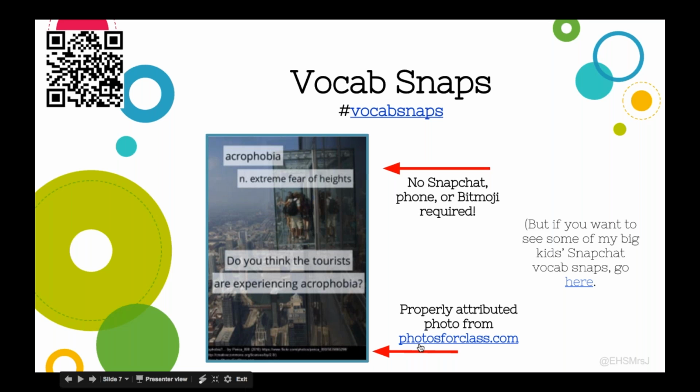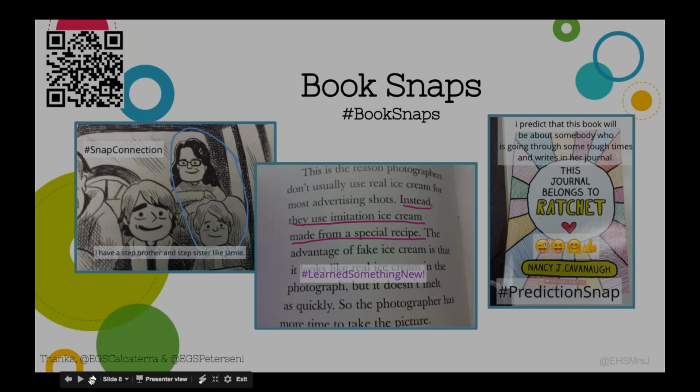I like this idea of using a properly attributed photo rather than just grabbing one off the internet. Have kids use something like Photos for Class to find something that is appropriate and has appropriate citation. There's more information here about how to do that, but these are really cool. It helps it stick in a kid's mind. It's still a lot more engaging than a worksheet, and it's preserved, unlike a worksheet that probably goes to the trash.